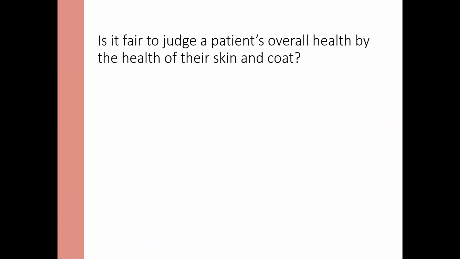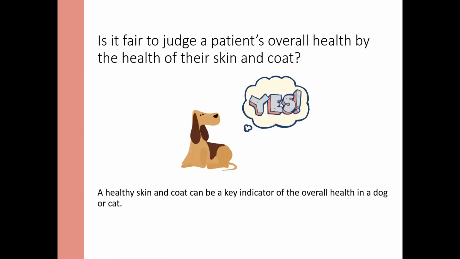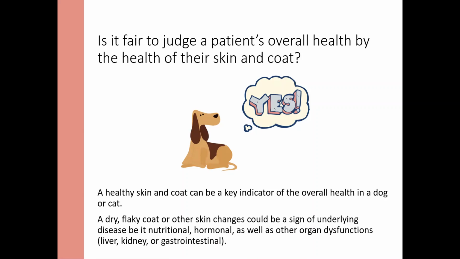Is it fair to judge a patient's overall health by the health of their skin and coat? The short answer is yes. A healthy skin and coat can be a key indicator of the overall health in a dog or cat. A dry, flaky coat or other skin changes could be a sign of underlying disease, be it nutritional, hormonal, as well as other organ dysfunctions like liver, kidney, or gastrointestinal.